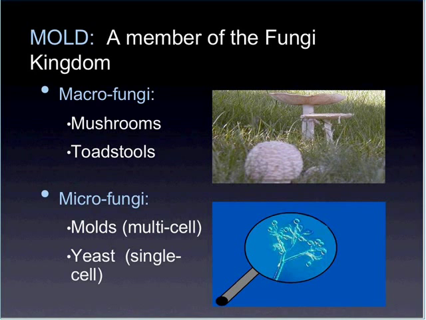There are 2 general types of fungi, macro-fungi and micro-fungi. Macro are those that you can see with the naked eye, like mushrooms and toadstools. Micro-fungi are those that you can really only see their structure with a microscope or a magnifying glass. And those include molds, which are multi-celled organisms, and yeast, which are single-celled organisms. And many times when we're talking about mold and mold growth, much of what we say may also apply to yeast.